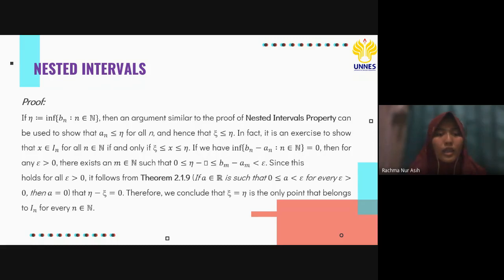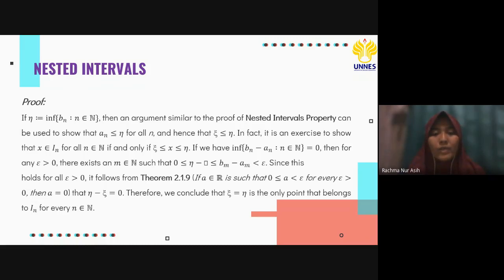For the proof, if eta is equal by definition to the infimum of Pn such that n is an element of the natural numbers, then an argument similar to the proof of the nested intervals property can be used to show that An is less than or equal to eta for all n, and hence that C is less than or equal to eta. In fact, it is an exercise to show that x is an element of In for all n in the natural numbers if and only if x is greater than or equal to C, but less than or equal to eta.